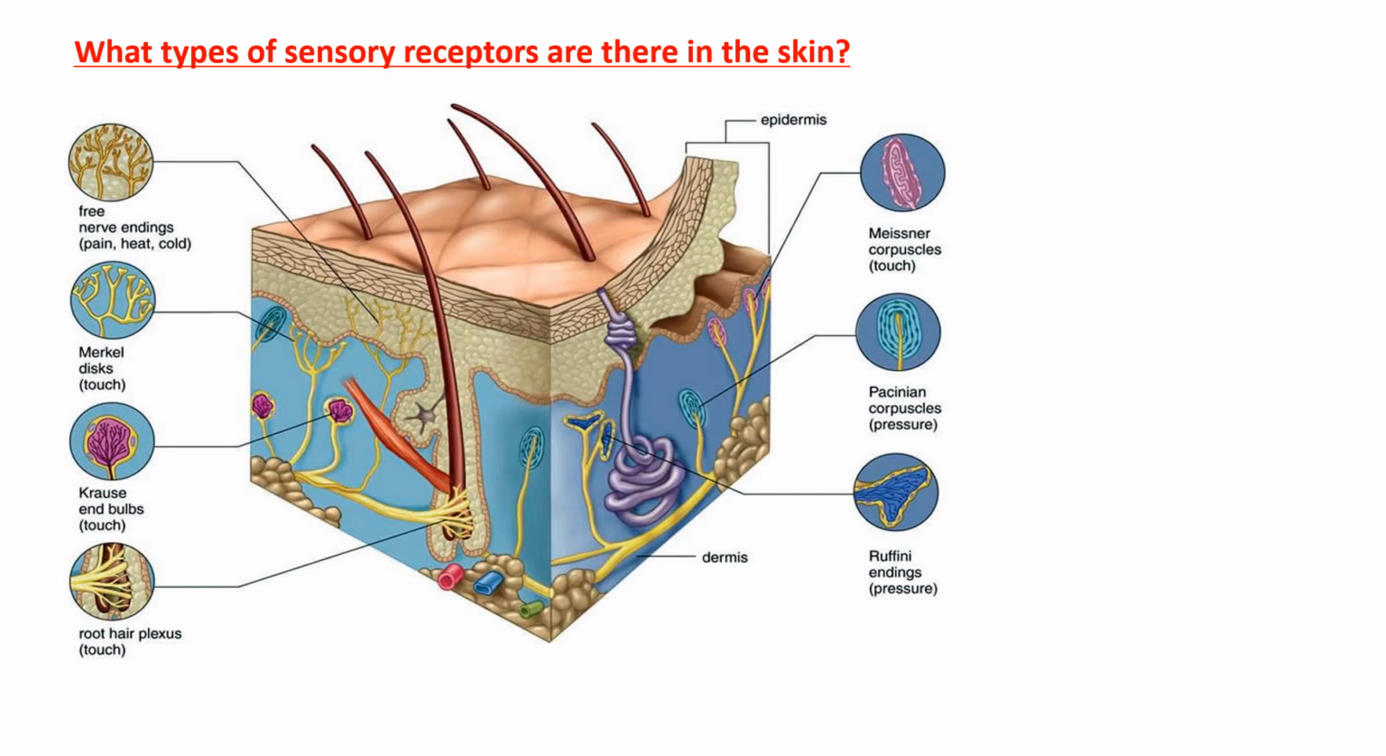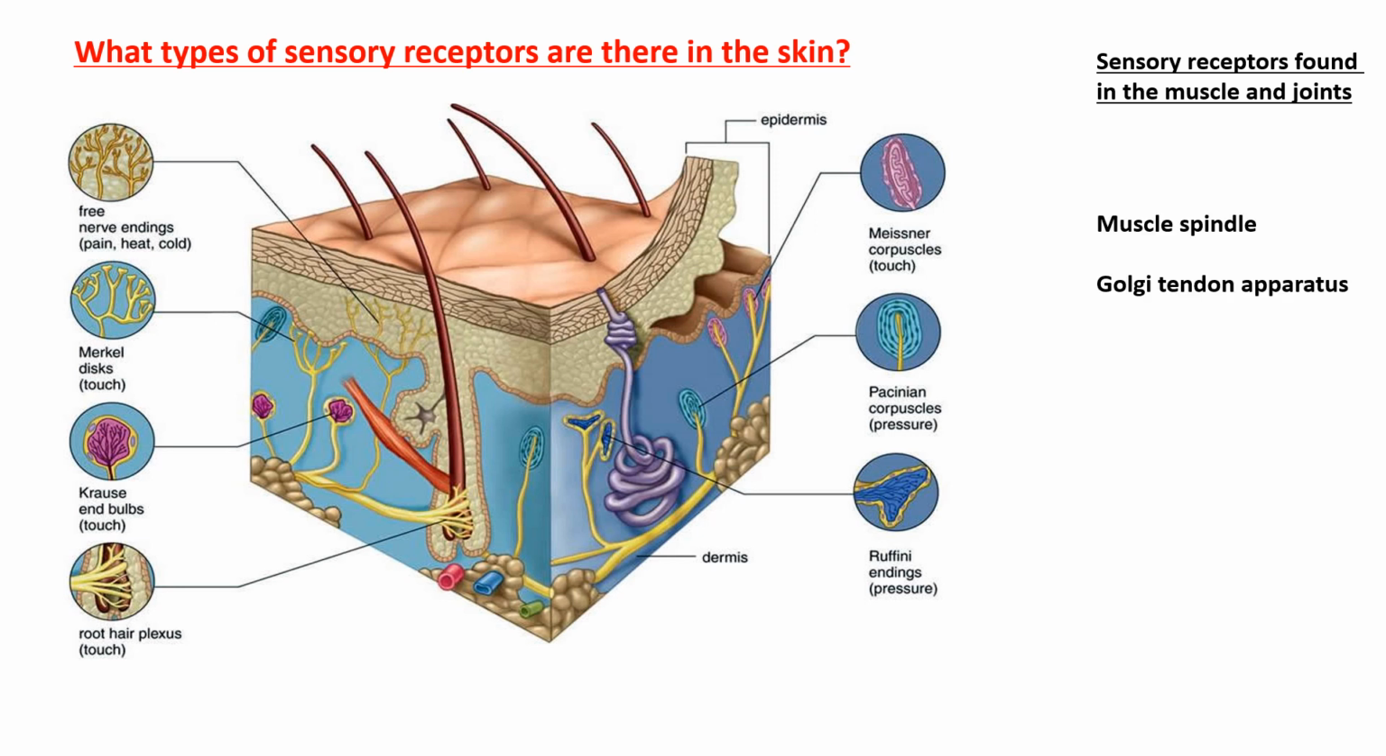Then you have the Pacinian corpuscles, which are sensitive to pressure. You also have the Ruffini endings, which are also sensitive to pressure. So as you can see, there are various different types of receptors present in the skin. Of course, you also have the sensory receptors that are found in the muscle and the joints: the muscle spindle and the Golgi tendon apparatus. So these are the various different sensory receptors.